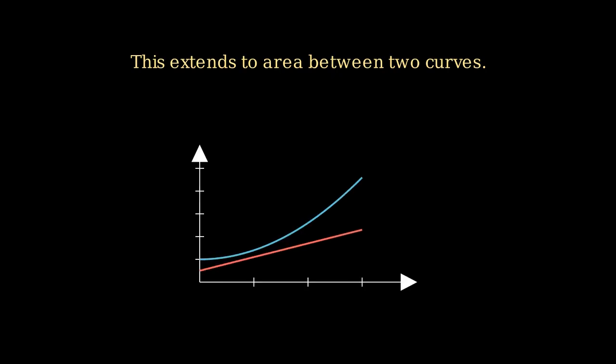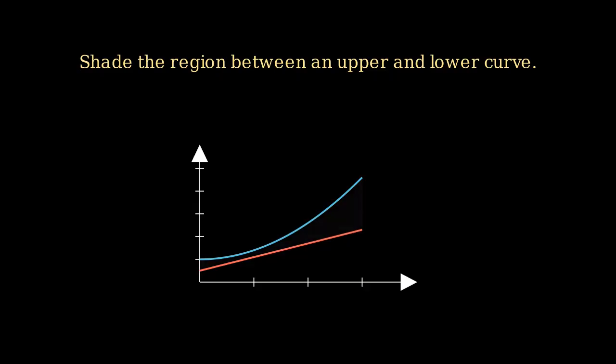The same idea extends to the area between two curves, not just one curve and the x-axis. Shade the region trapped between an upper function and a lower function across the interval where they overlap. Integrating the upper function minus the lower function across that region gives the enclosed area between the two curves.